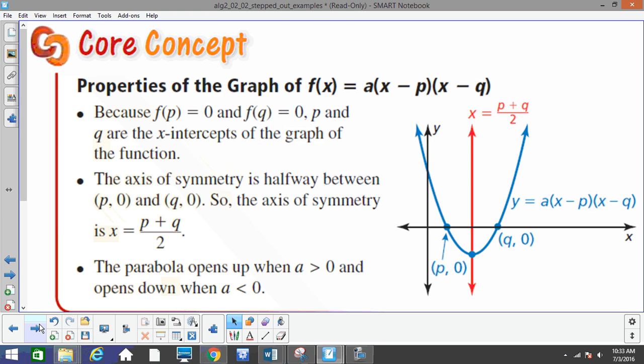All right. Sometimes your graph will be given to you in a factored form, such as a times quantity x minus p times quantity x minus q. And your intercepts here are going to be p and q. That's where it's crossing your x-axis. Well, you could tell that between your two intercepts is going to be your axis of symmetry. So that's where that (p plus q) over 2 comes from. It's directly in between your intercepts.